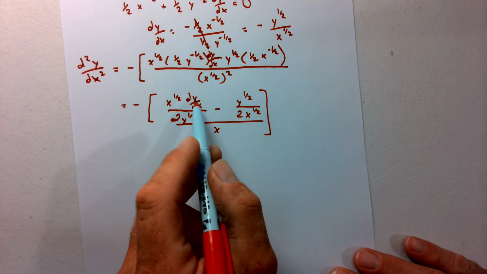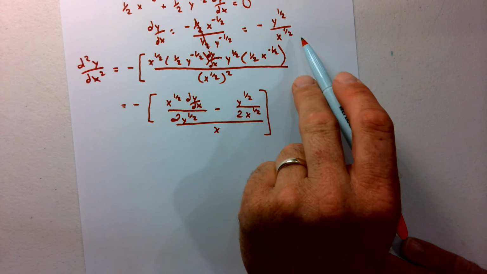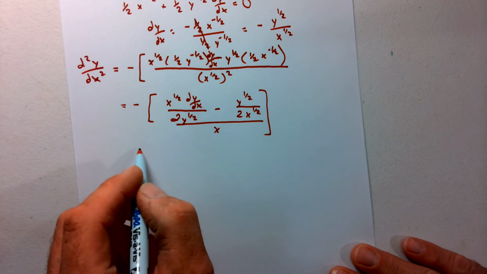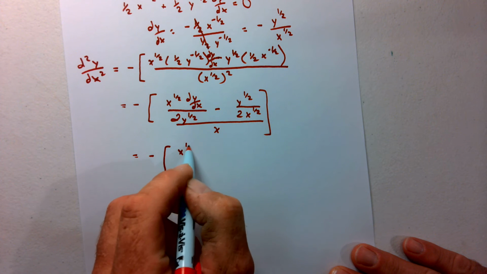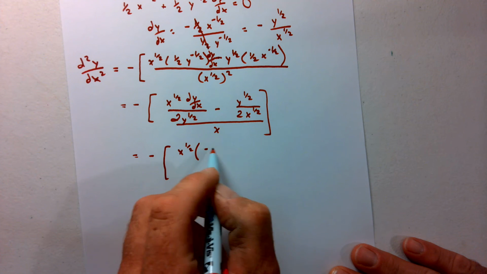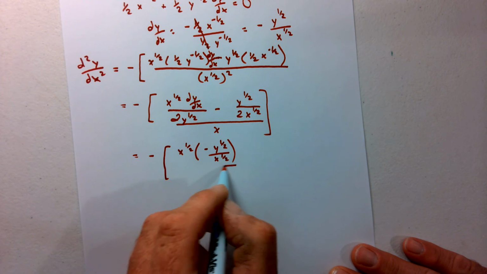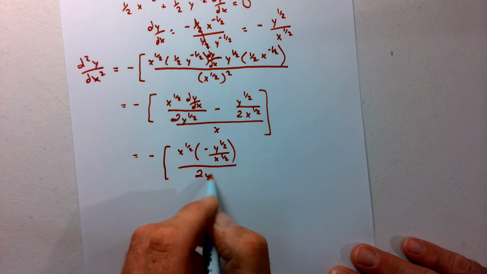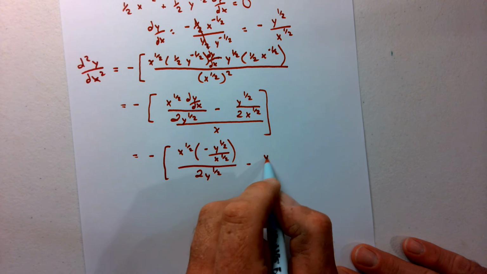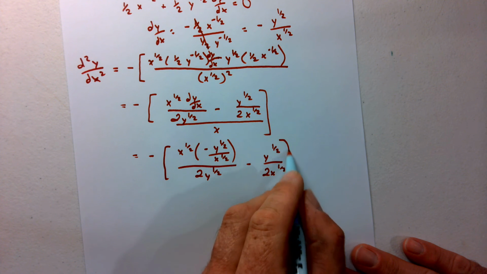Now what I want to do is get rid of this dy dx. I know that dy dx equals negative y to the 1/2 over x to the 1/2. So we have x to the 1/2 times the negative of y to the 1/2 over x to the 1/2, which is going to be kind of nice, isn't it? Anybody notice something that's going to happen there? I'll give you a second to ponder. We ponder a lot of things, but that's something else you can ponder.